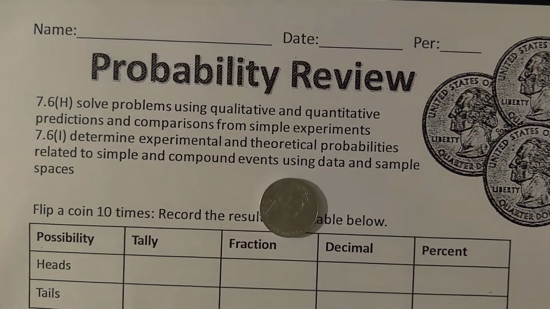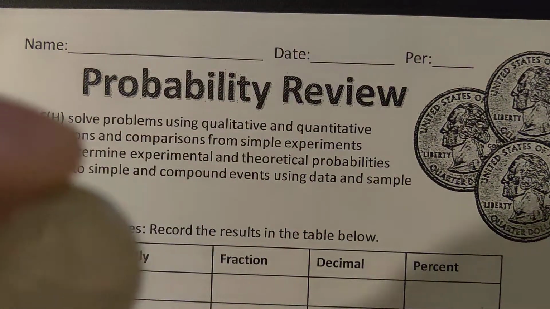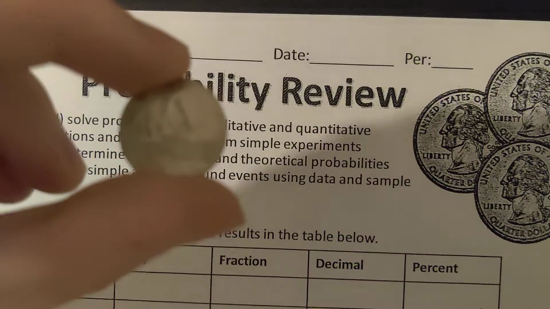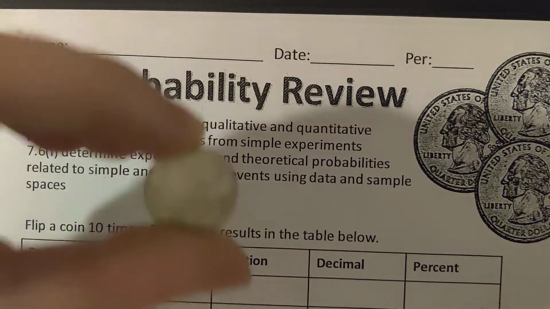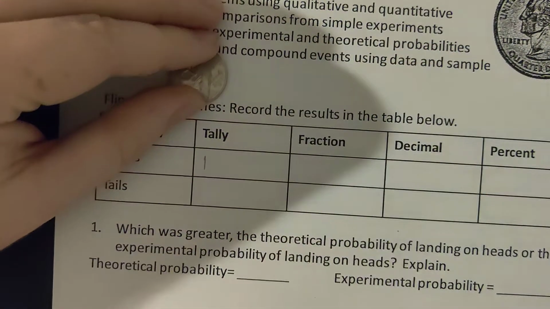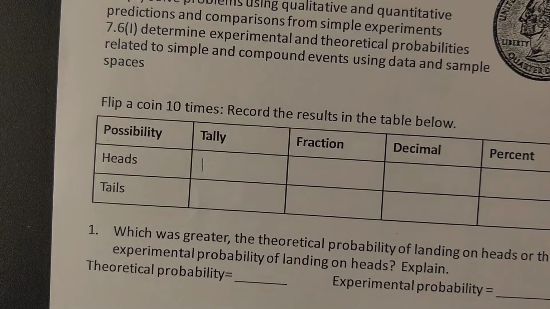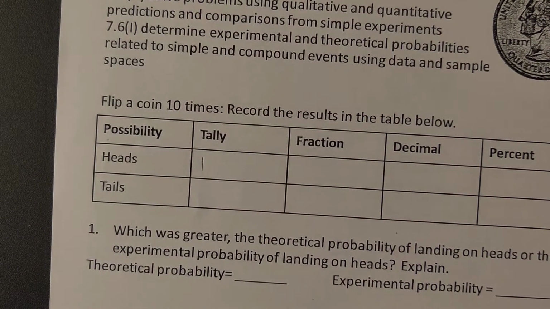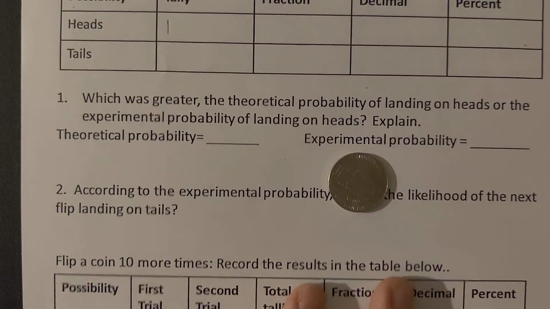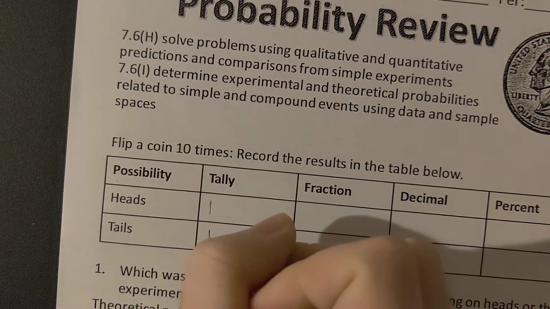You can see this time it came up heads. It's a guy's head. It's one of those funny looking nickels. So it flipped and it came up heads, and so you're going to make a little tally on heads. You're going to flip again, and here we get tails. And so you'd mark down tails.